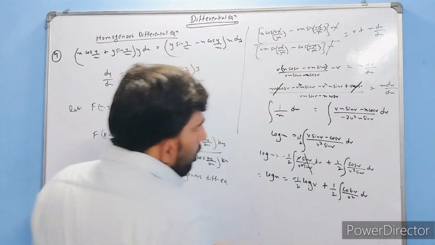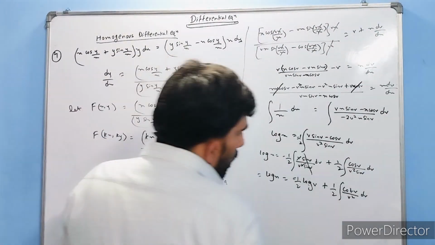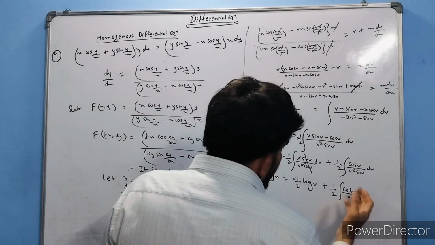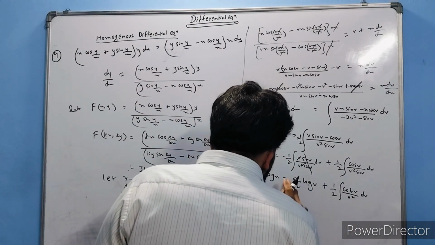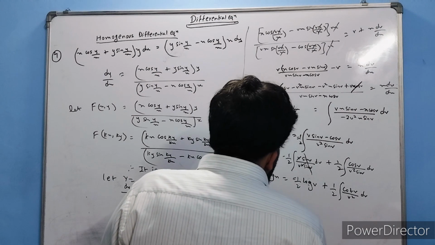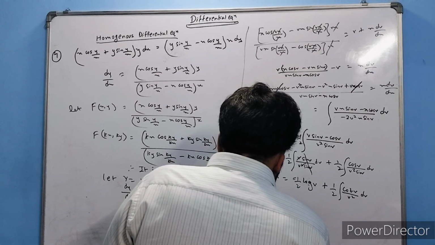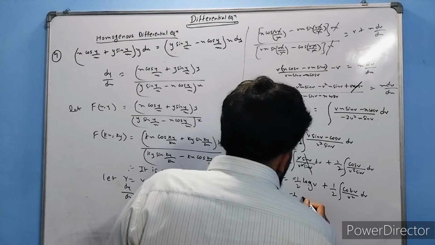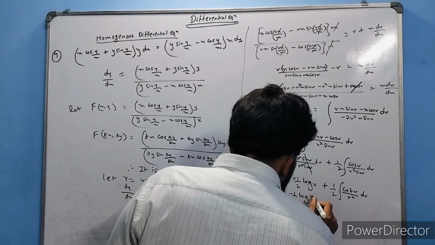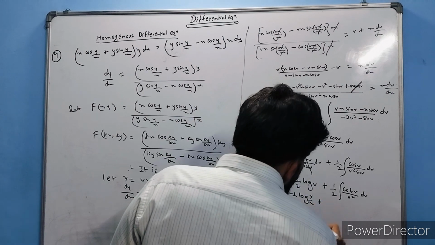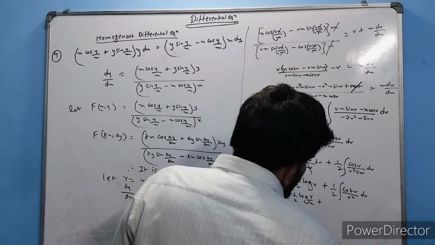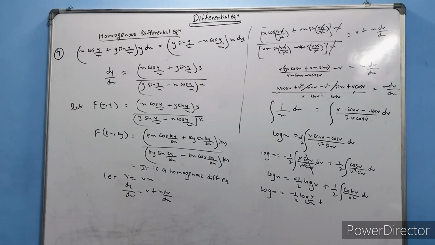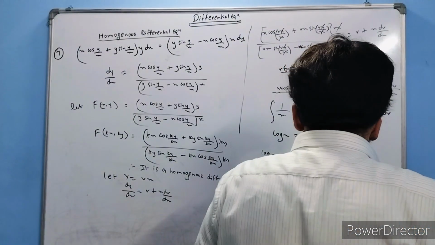Okay, so now what we can do here, we can integrate it by parts. We can put here log x is equal to minus half, what is v, v will be y upon x. So now we need to integrate this. Now we'll try to solve this.